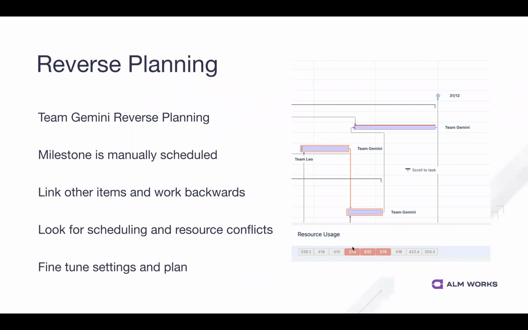And looking at our resource calculation at the bottom, we can see these two items are overlapping, and it looks like Team Gemini is going to be overloaded for a couple of weeks here. You can't see the dates here, but these big boxes are quarters. So this is probably 2 months or so that the team is going to be overloaded. So it looks like this milestone is not going to be achievable.